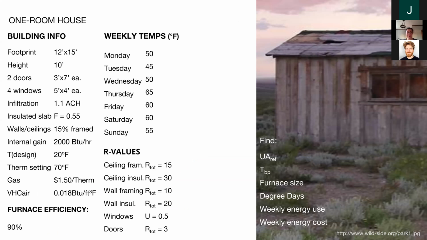So now returning to our hopefully familiar example of the one-room house problem. This is where we apply this equation of Q envelope loss equals UA ref multiplied by the change in temperature. We're applying this to a simple one-room house, using this equation and a few other helpful equations to find, first starting with the UA ref, then finding the balance point temperature, then the furnace size you would need for this particular one-room house, the number of degree days in this climate, and then looking at weekly energy use and weekly energy cost.